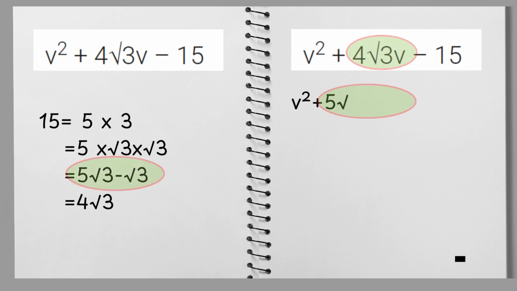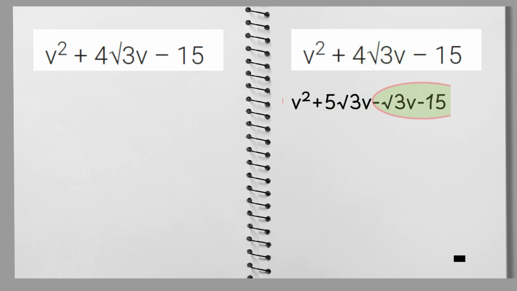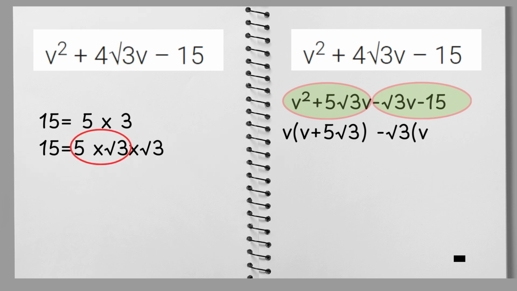Now, in order to factorize this, we are going to split the middle term, that is 4 root 3 v, as 5 root 3 v minus root 3 v, and minus 15 copied. Now, common between the first two terms is what? v. So taking v as common, we get v plus 5 root 3, and taking negative root 3 as common, we get v plus 5 root 3.